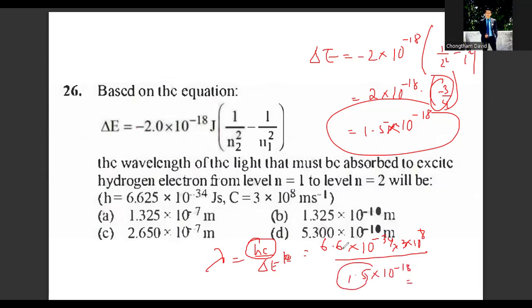So 1.5 and 1.6, this can be cancelled by 3, right? 2.2 and 0.5, 3, you can cancel this. Then roughly 1.3, then the power minus 7. The answer is very close to option A. So 26, option A is the answer. I hope this is clear.